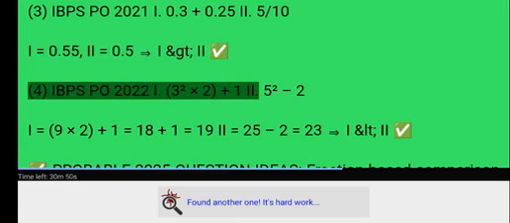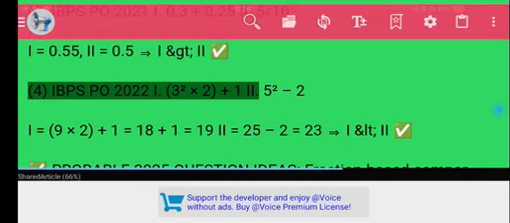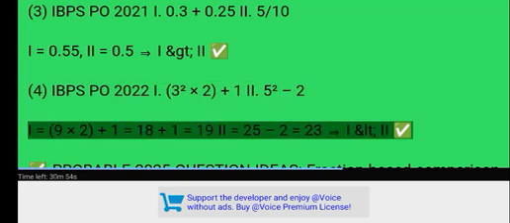4. IBPS PO 2022. I: 3 squared times 2 plus 1. II: 5 squared minus 2. I equals 9 times 2 plus 1 equals 18 plus 1 equals 19. II equals 25 minus 2 equals 23. So I is less than II.